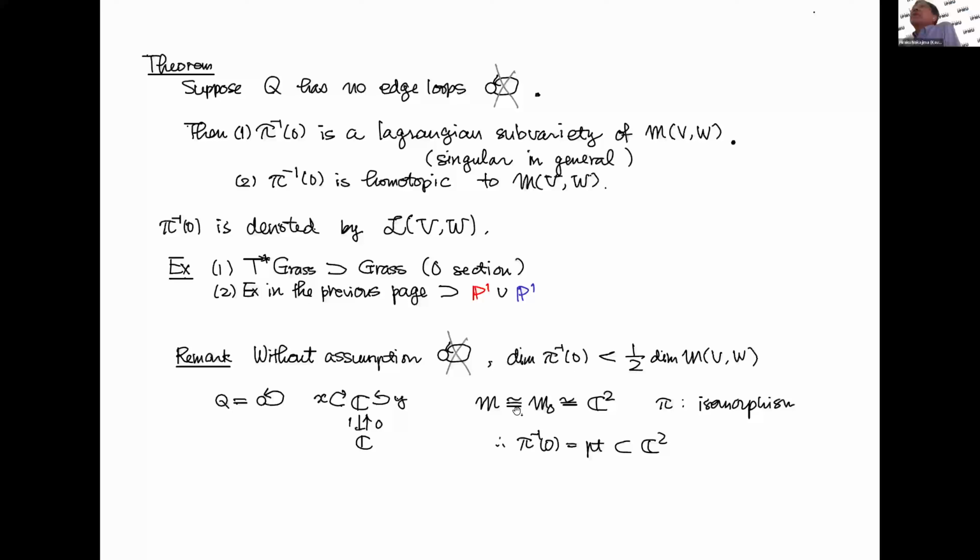In that sense, this is the most important part of this resolution. Then this remark just says that if I drop this assumption, then in general this is no longer true. I will not talk about examples which don't satisfy this condition afterwards. Anyway, without this assumption, this result is not true in general.